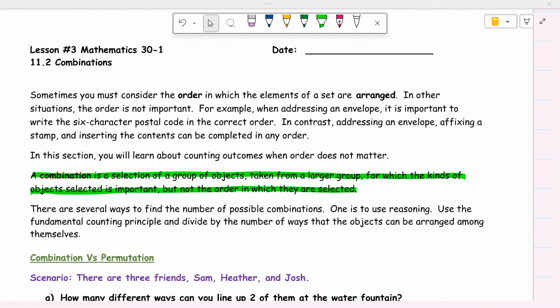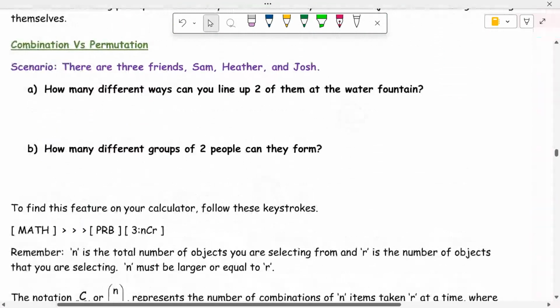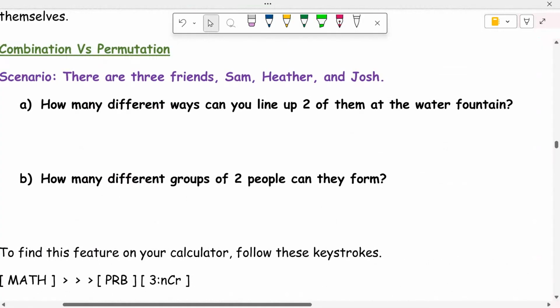Alright guys, so today we are going to start talking about combinations, okay? So before we do that, you read the little blurb at the top. We'll go back to it in a second. I just asked you guys to answer this little scenario. There's three friends, Sam, Heather, and Josh. How many different ways can you line up two of them at the water fountain? So what did you guys figure out?